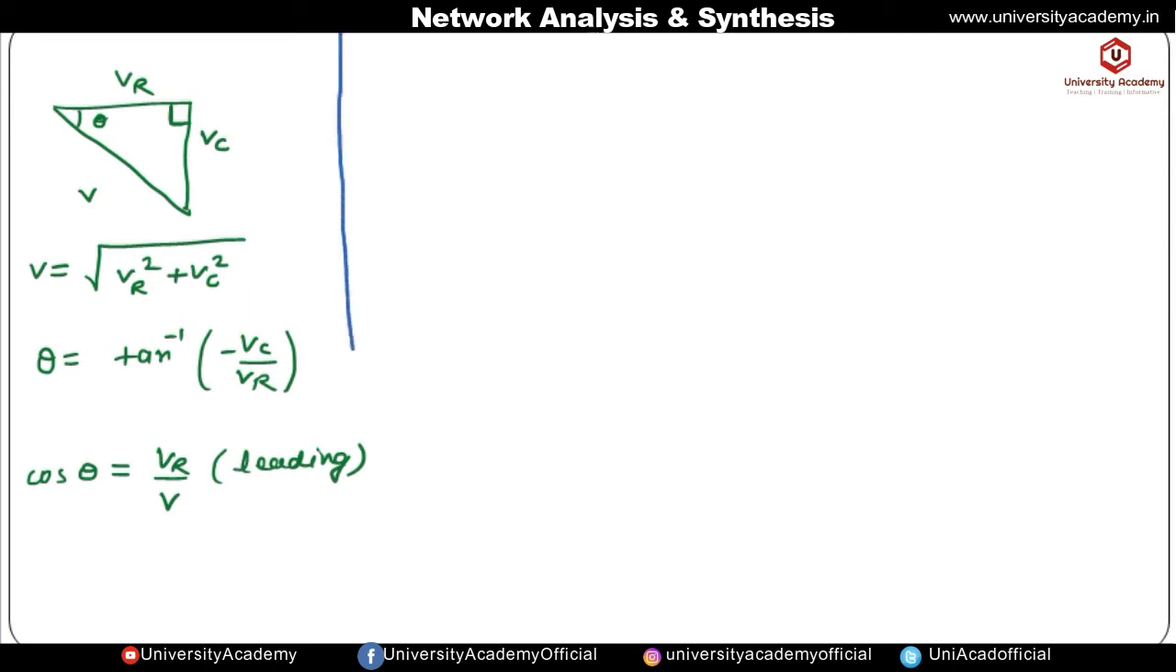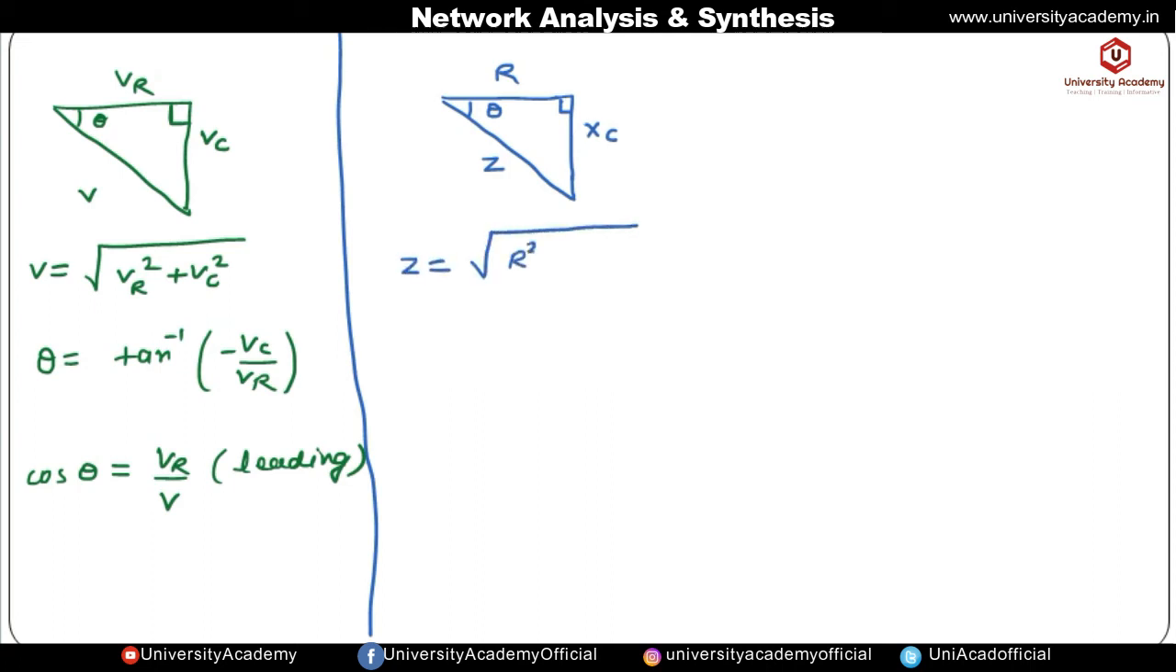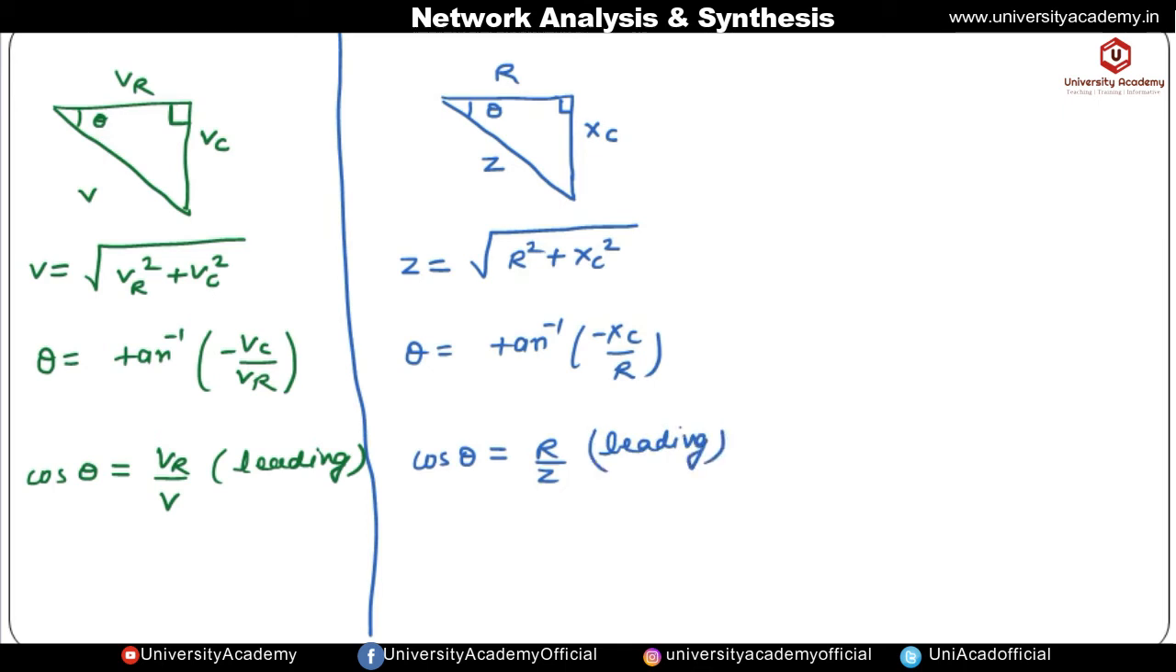Okay, next let us draw the impedance triangle. Because of VR, this will be resistance R. Because of VC, this is Xc, that is capacitive reactance, and this V will give the impedance Z. So this is theta angle and this is 90 degree. From here we get the impedance as square root of R square plus Xc square. Theta will be equal to tan inverse of minus Xc over R, and cos theta is again base by hypotenuse, that is R by Z, and it will be leading power factor in case of RC. And if it is lagging, I mean if it is RL, then it will be lagging power factor.